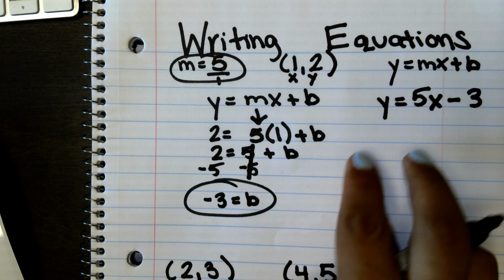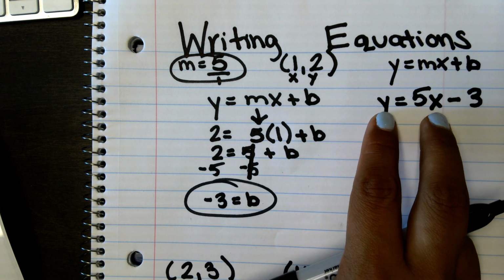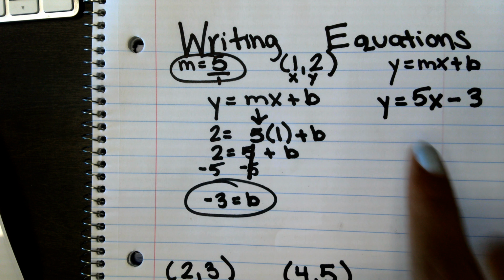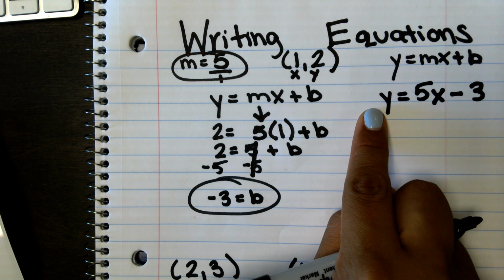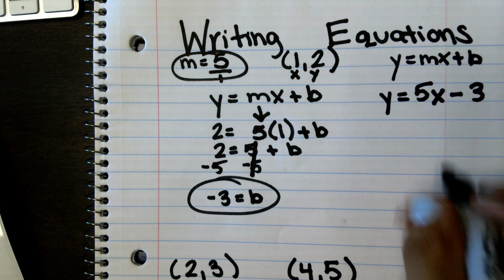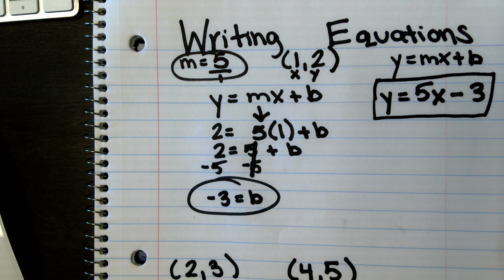And you might say, well, why didn't we put 2 and 1 in there? Those are my y and x. Because we want to make an equation where we can plug in anything for x and find y, or anything for y and find x. So this equation is going to work for everything on that line.